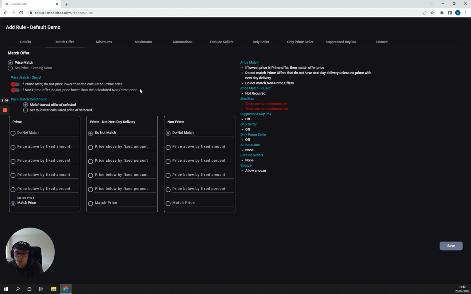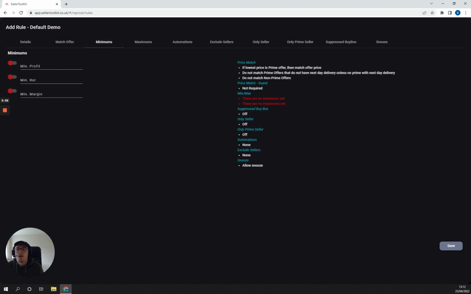So obviously we don't want to just match the lowest prime price, whatever it is, because we still want to make some money. So how do we set the minimums? I'm glad you asked. Well, we go to the appropriately named minimums tab, and then here you can select minimum profit, minimum ROI, or minimum margin, and you can actually set it to combination. I go for minimum ROI, so I go for 15% minimum ROI.